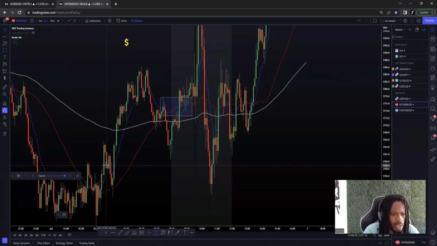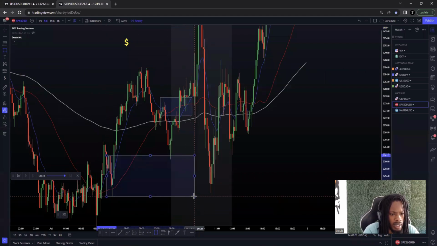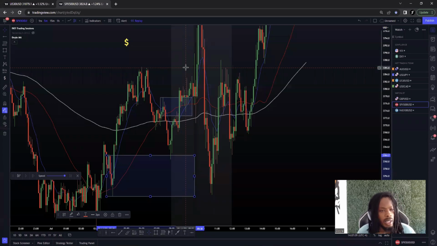And some of y'all, did y'all take this? I think it was like a demand. I think y'all took this one right here, and y'all won on the buy. I was taking a sell and I lost. But y'all see how when there's no higher time frame confluence, we all are kind of taking different setups.